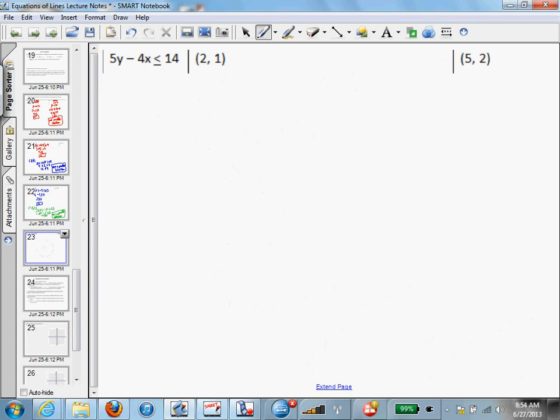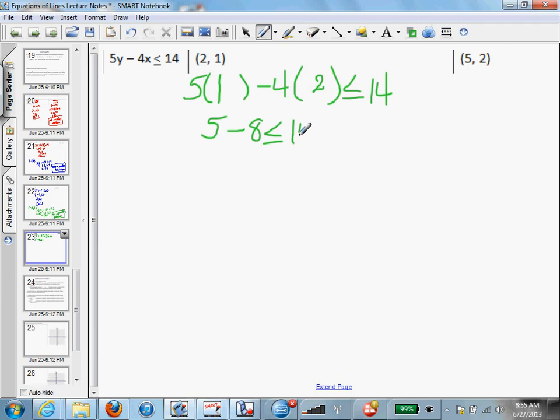And finally, for our last example, we have 5y minus 4x is less than or equal to 14. So let's take a look at these. Writing our original inequality, but replacing x and y with open and closed parentheses. So where y appeared was right here, so let's replace it with a 1 according to the coordinate pair, and x appeared here, so let's replace it with 2. Now let's go through and simplify. 5 times 1 is 5, minus 4 times 2 is 8, less than or equal to 14. So we have 5 minus 8 is negative 3, less than or equal to 14. And is this a true statement? Yes, because negative 3 is less than 14.